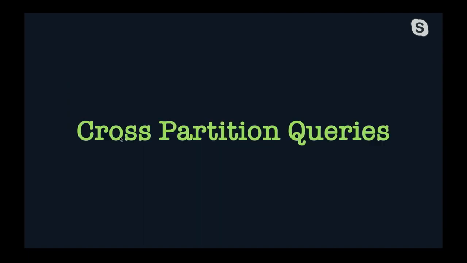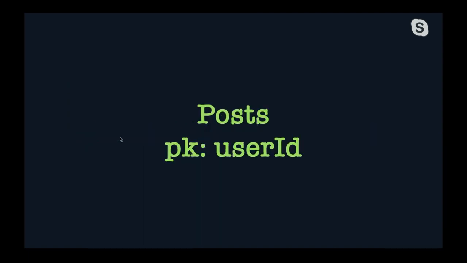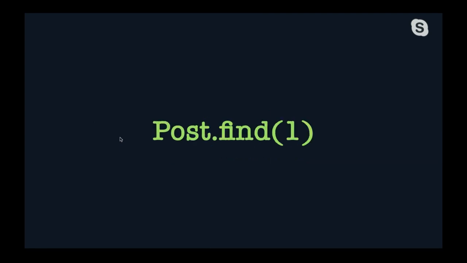There are a lot of cross-partition queries that will crop up here, right? That's why this is going to be a problem. Let's look at one example. Our posts are partitioned on user ID. Imagine if we want to find one post. Well, how do we do that? We only have the post ID, we don't have the user ID. We don't have enough information to uniquely identify that post.